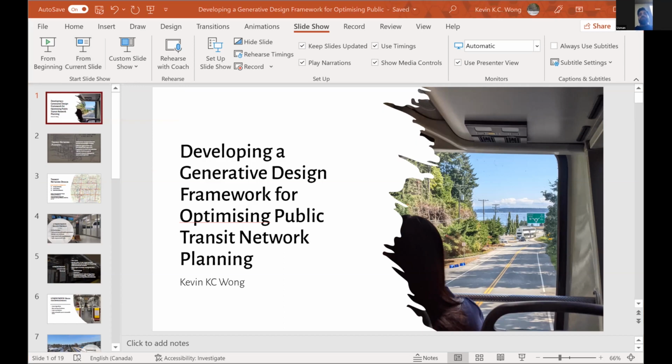Today we have Kevin Wong presenting his master thesis work on developing a generative design framework for optimizing public transit network design. Kevin Wong is excited to begin his 2022 by completing his master's in civil engineering at University of Toronto and starting a new position as transportation planner at IBI Group. Having grown up geeking out over public transportation and being fascinated by applied mathematics, Kevin is fortunate to have the opportunities to channel his passion towards planning for an efficient, sustainable, and safe transportation system that prioritizes walking, rolling, and public transit. Kevin, the floor is all yours.